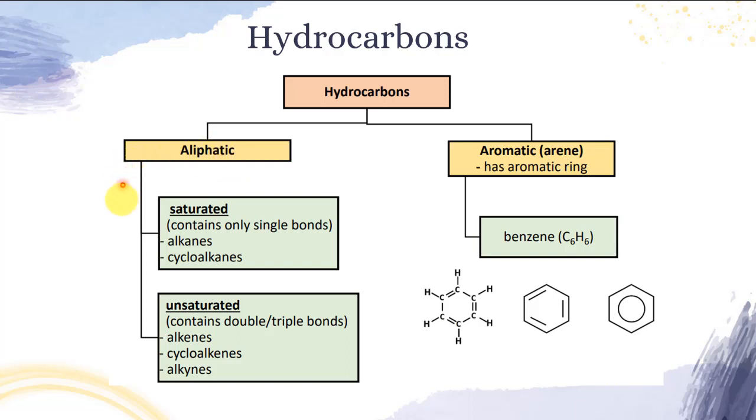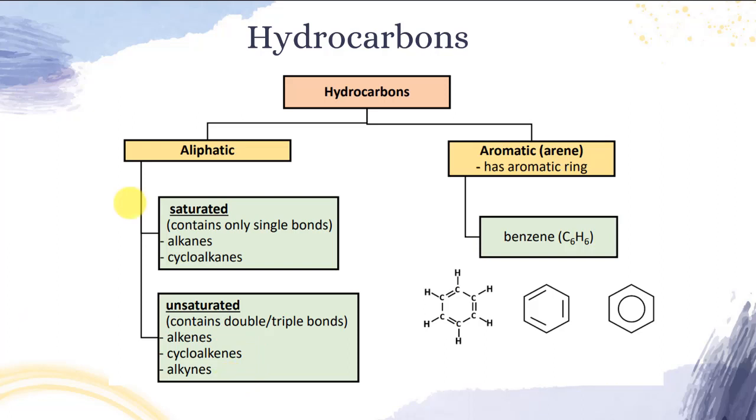Aliphatic hydrocarbons are categorized into saturated hydrocarbons. Saturated means that the hydrocarbon contains only single bonds, which refers to alkanes and cycloalkanes. We can also have unsaturated hydrocarbons, which contain multiple bonds, either a carbon-carbon double bond or a carbon-carbon triple bond. These are alkenes, cycloalkenes, and alkynes.